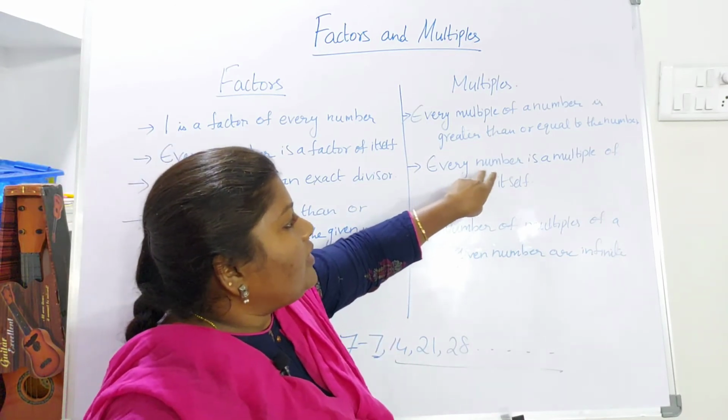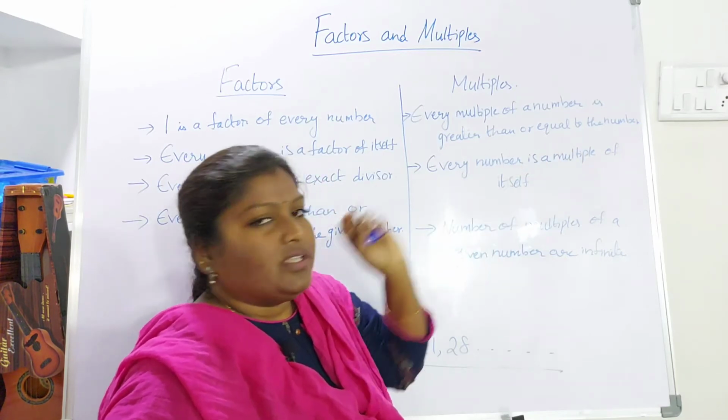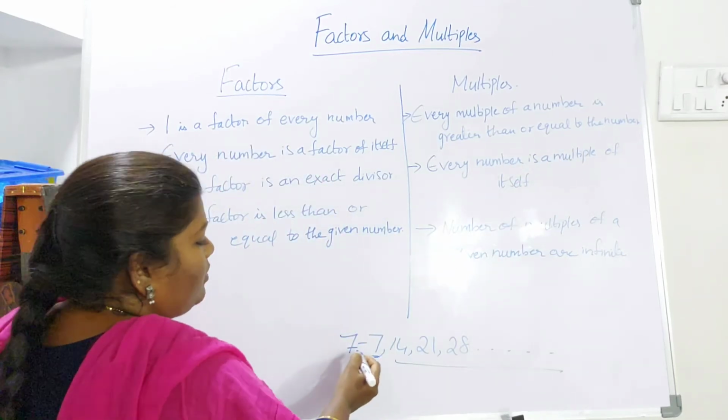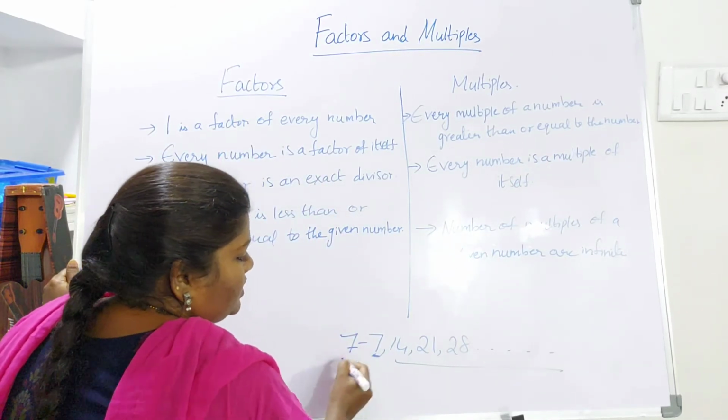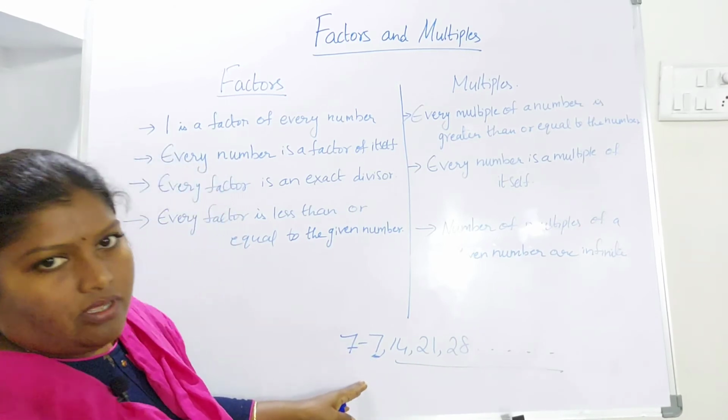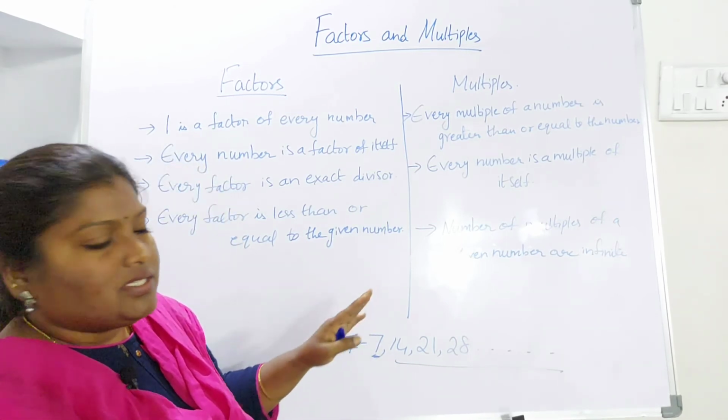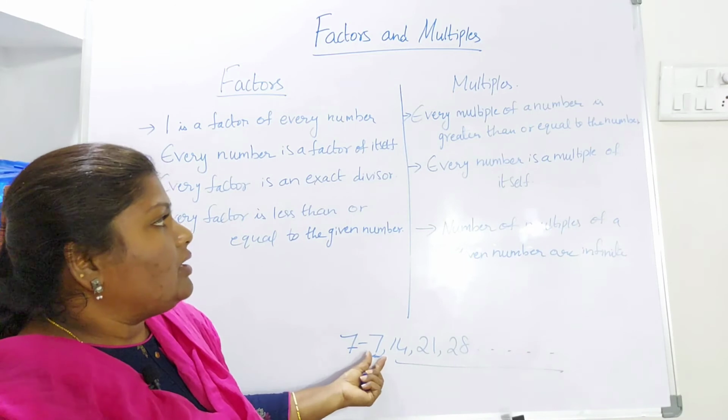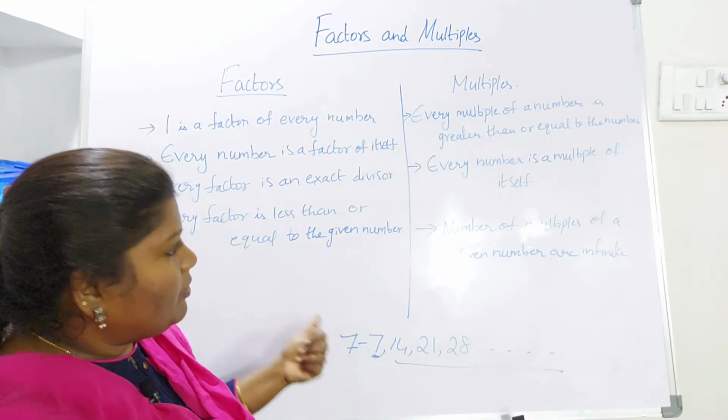Next, every number is a multiple of itself. Now 7 ones is 7, 8 ones is 8, 10 ones is 10. So every number is a multiple of itself.